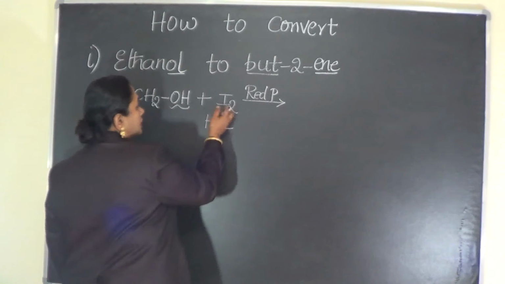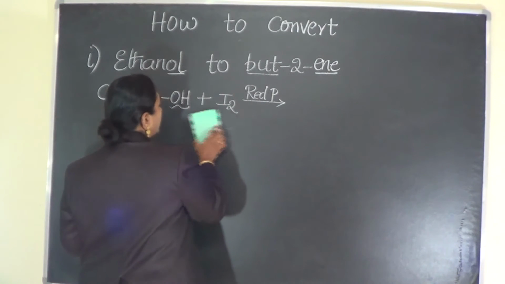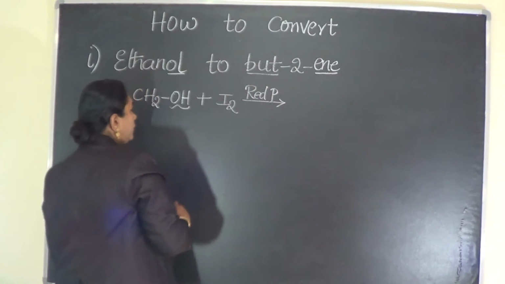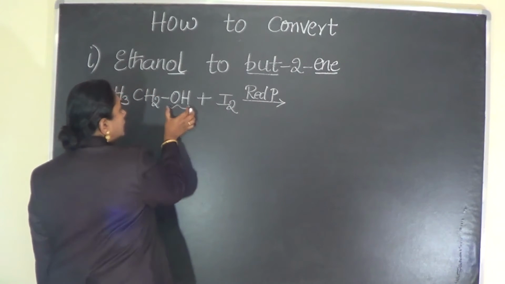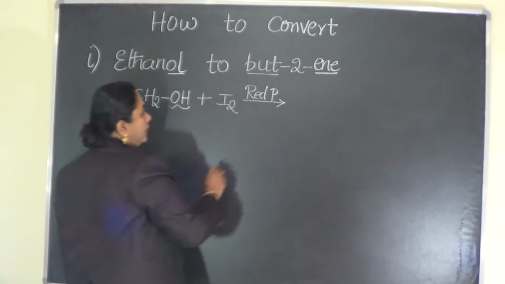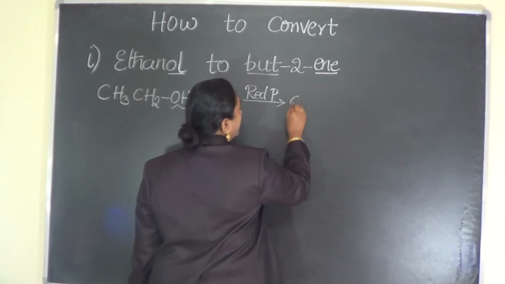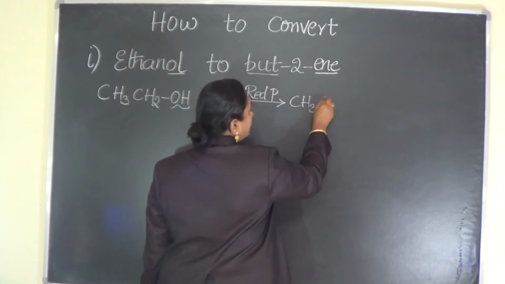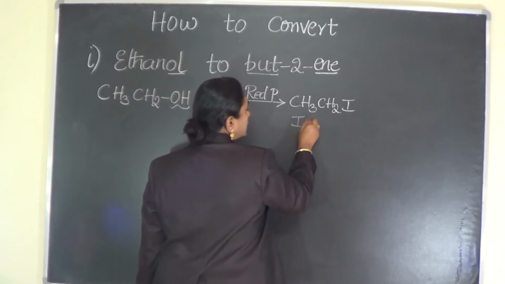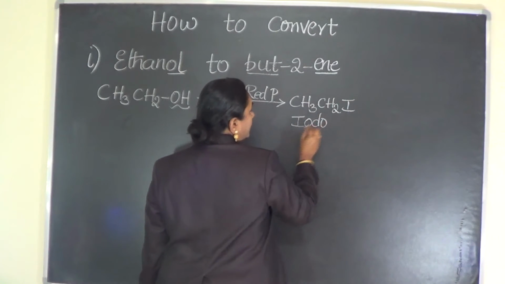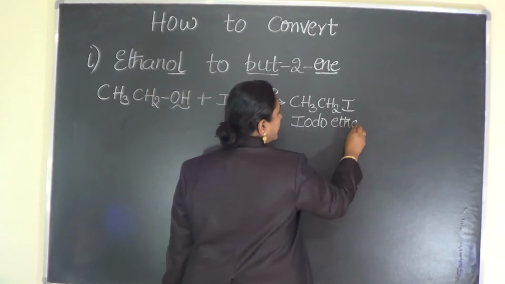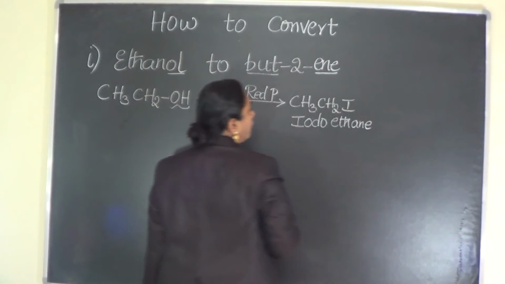Let us say, for example, I am taking the process of iodination carried out in presence of red phosphorus. Now what happens? The OH is replaced by I, and we end up with the formation of CH3CH2I. What's the name of this compound? We end up in the formation of iodoethane. So this is our step number 1.